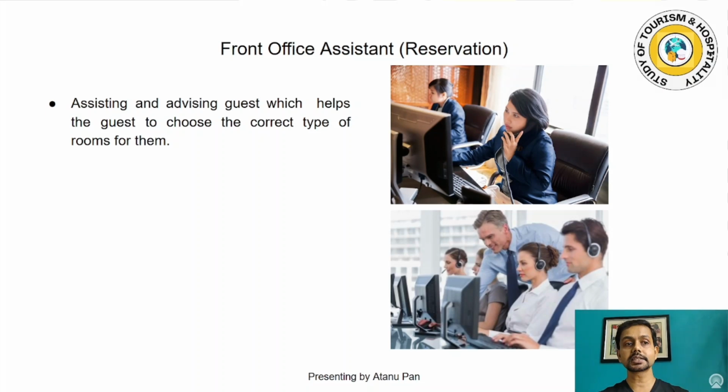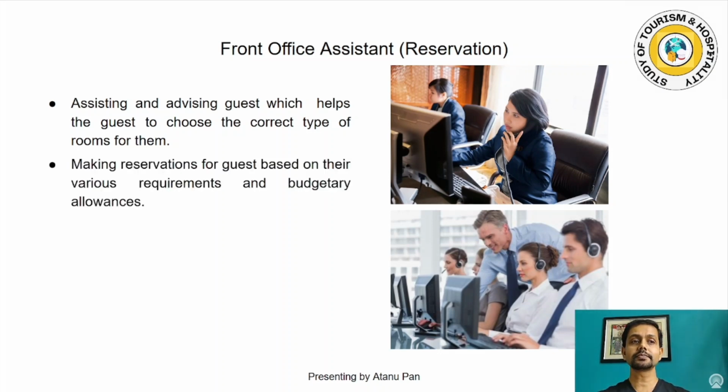Assisting and advising guests, which helps the guest choose the correct type of room for them. As I told before, suppose you're going on a vacation, you will choose the type of hotel. Maybe you will call, or maybe you will look on the internet at the different categories of room available in a specific hotel. If after looking at the websites the details are not clear, you will definitely call the hotel for reservation, and this reservation assistant will pick up your call and answer whatever your query is. So it helps the guest choose the correct room as per their budget and their choice.